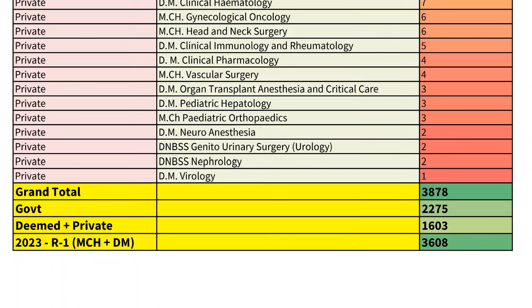So totally, they have given us the seat details of 3,878. DNB seats are still pending. We are expecting around 2,500 seats to be added from the DNB side, at the maximum. Out of these 3,878, 2,275 are the government seats, and including deemed and private, totally 1,603 seats. Last year there were 3,608 seats.